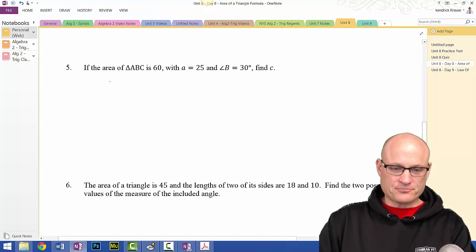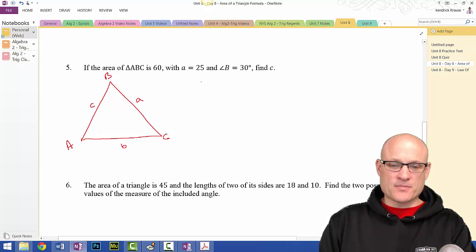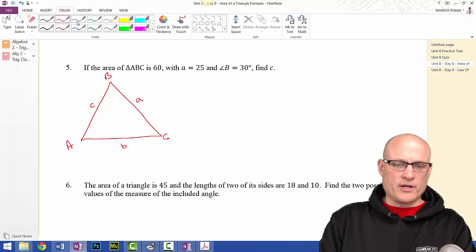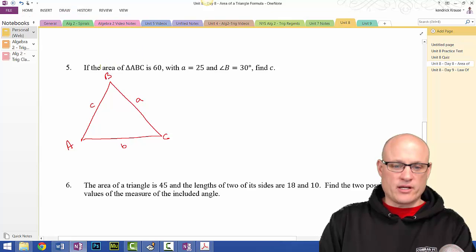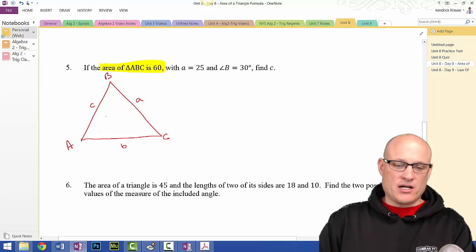There it is. Going to draw my triangle. A, B, C. Little b, little c, lowercase a. And I'm looking here and I say, oh, wait a second. What's going on here? They're giving me the area. They're telling me I have the area, which means, okay, I really have the area is equal to 60.